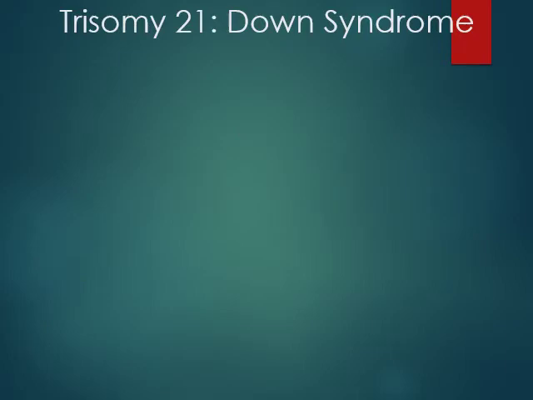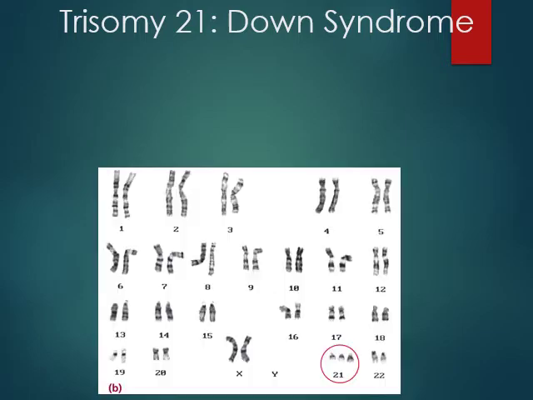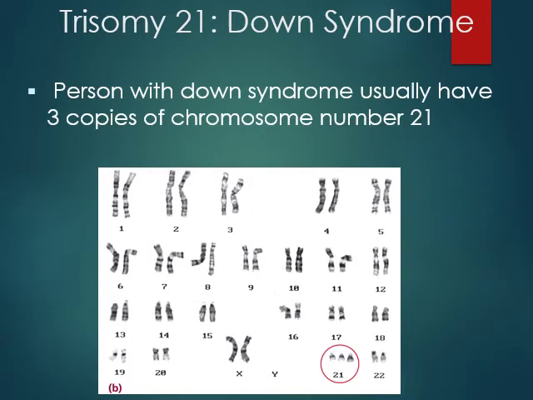In human, Down syndrome is an example of numerical aberrations. A person with Down syndrome usually has 3 copies of chromosome number 21, as appears in this karyotype.